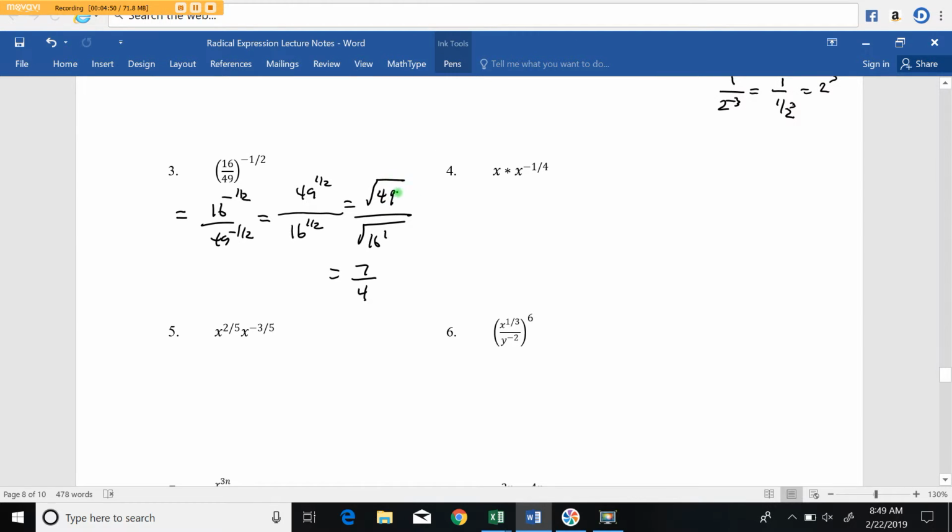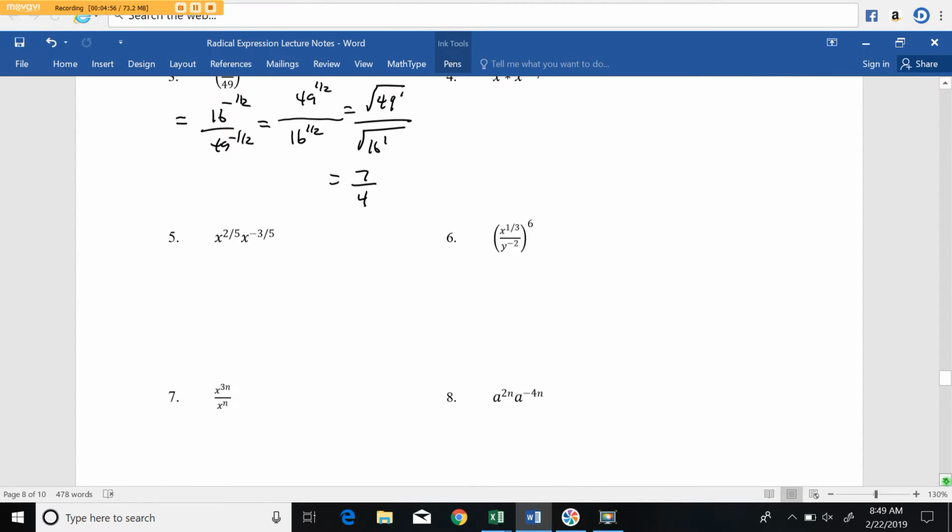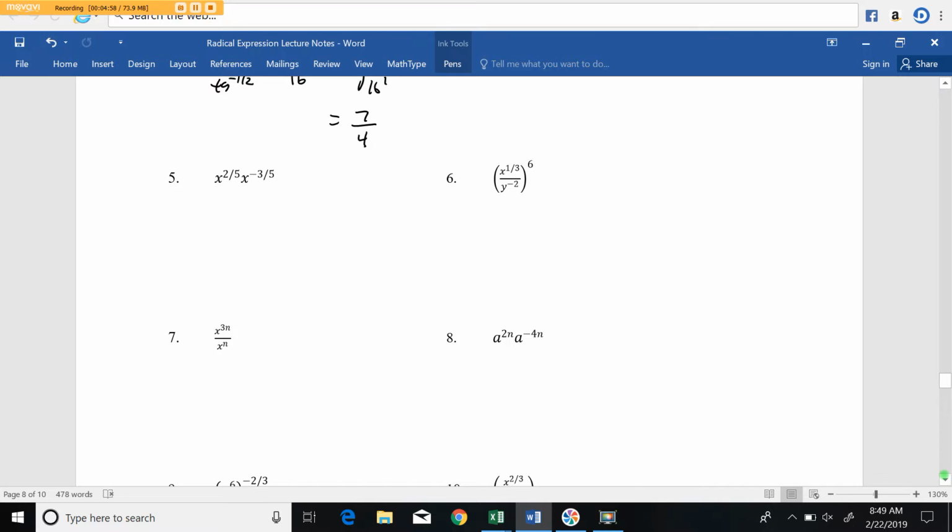That was 49 to the first power there. It's a little better. All right, moving on. Again, I'm going to do mostly odds and leave some of the evens as exercises to whoever's watching this.